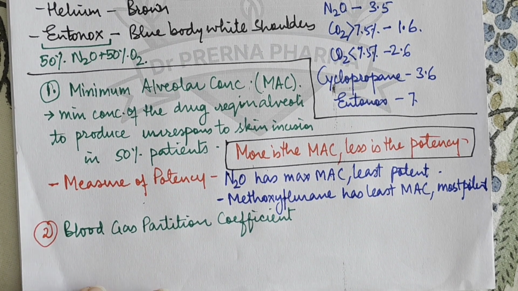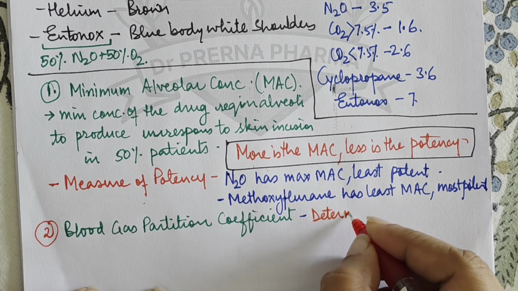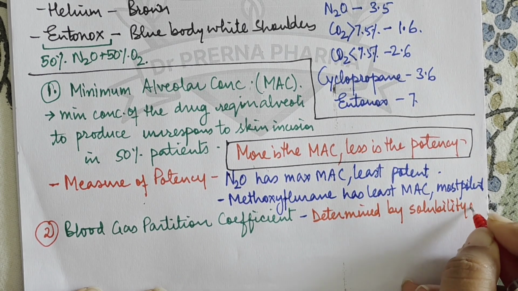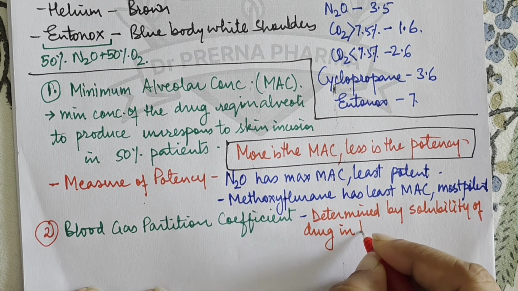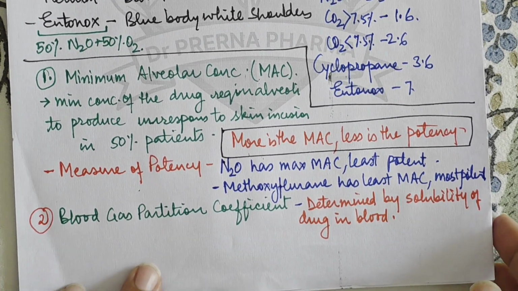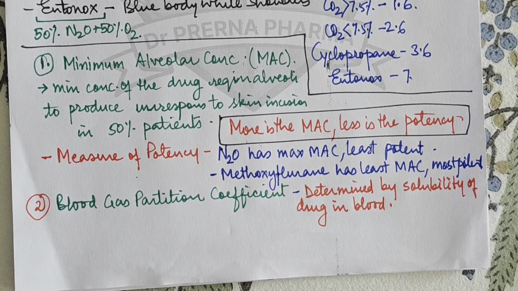Now this basically is determined by the solubility of the drug in the blood, right? So when a drug is inhaled as a gas in the alveoli, it has to go as a gas in the blood. Now that depends upon the solubility.